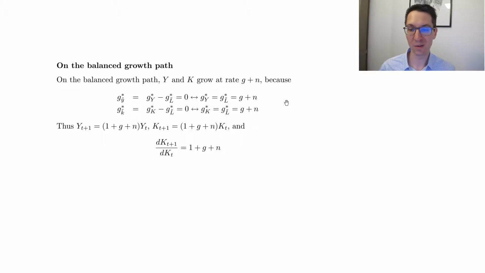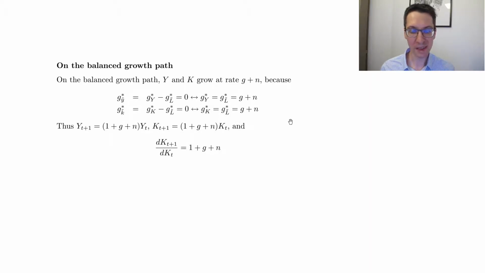Output increases faster and faster if we have better technology and if we have more people working. Same thing for capital. So I find in this exact same way that on the balanced growth path, the growth rate of capital per effective worker is 0, so that the growth rate of capital is equal in the same way to g plus n.